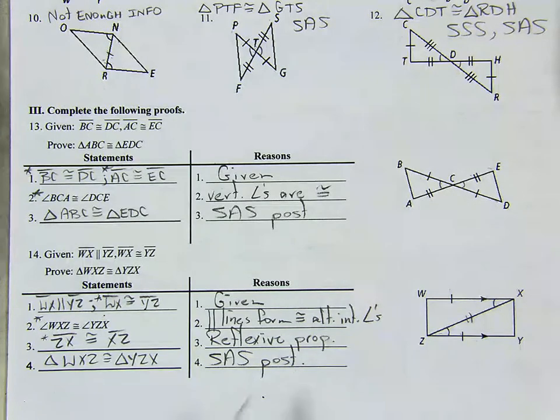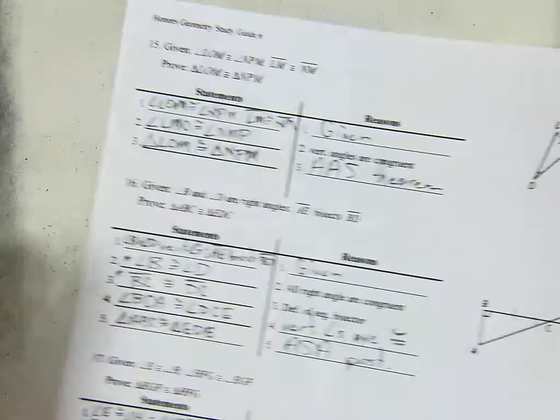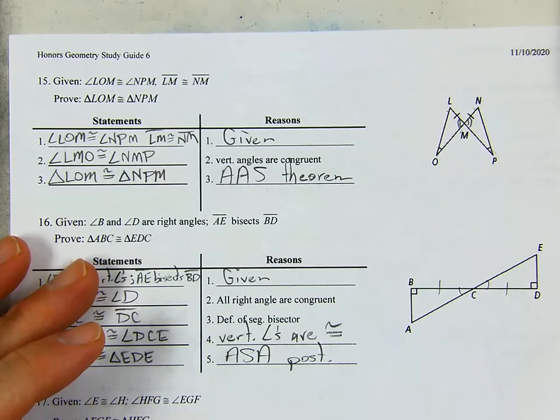And I told you, reflexive property is your best friend. All the homework that I gave you and everything else, you notice reflexive property shows up in a lot of our proofs. Okay, on the back side, number 15, only 3 steps long.